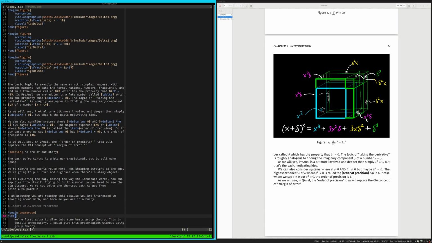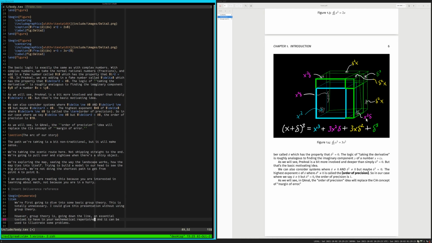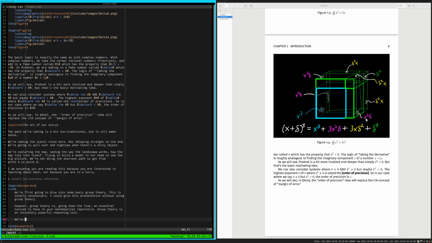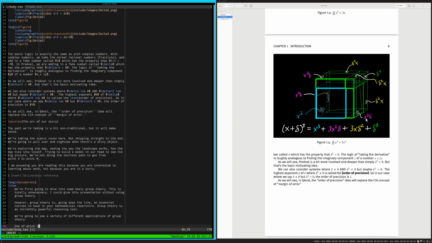We're going to start with group theory. This is totally unnecessary. I could give this presentation without using group theory. However, group theory is an incredibly powerful reasoning tool. We're going to see different applications of group theory, one of which is basic combinatorics.